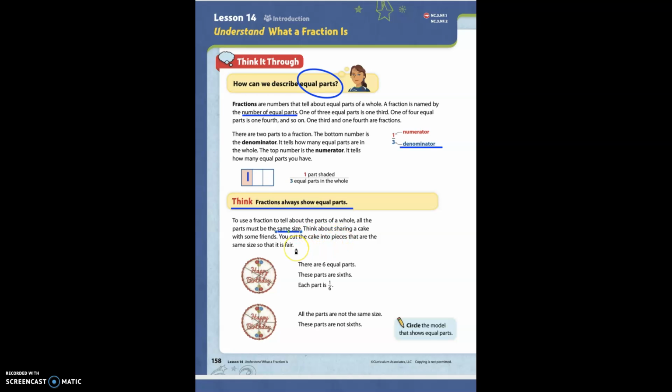Think about sharing a cake with some friends. You cut the cake into pieces that are the same size so that it is fair, so that things are equivalent, because when you're dividing something up, you want it to be fair for everyone. So here we have 2 images, image 1 and image 2. Circle the model that shows equal parts. I'm going to give you a second. Which one of these images shows equal parts?